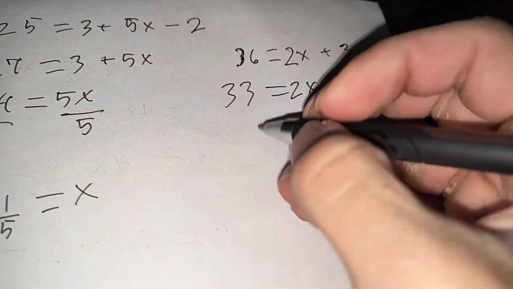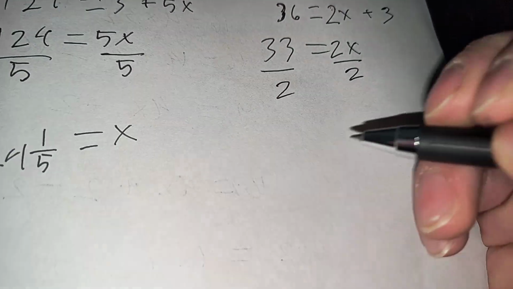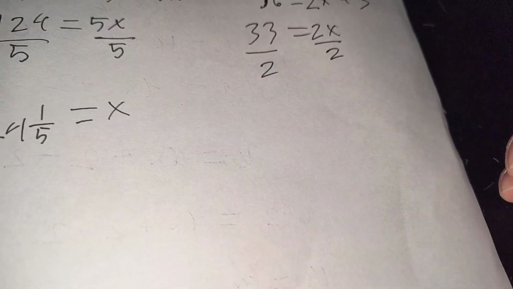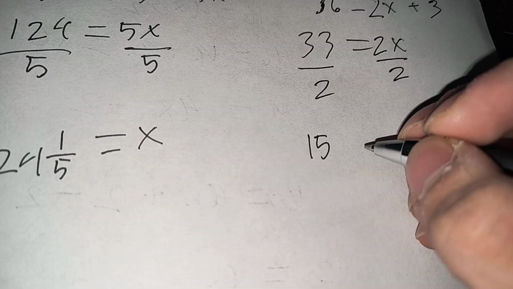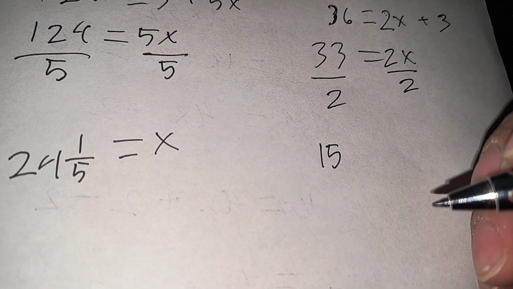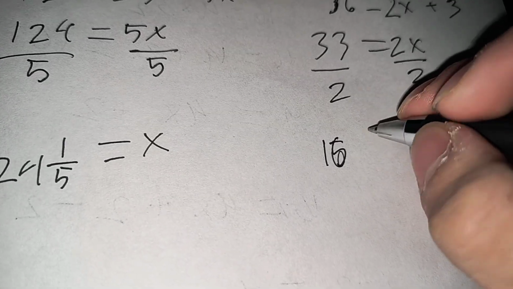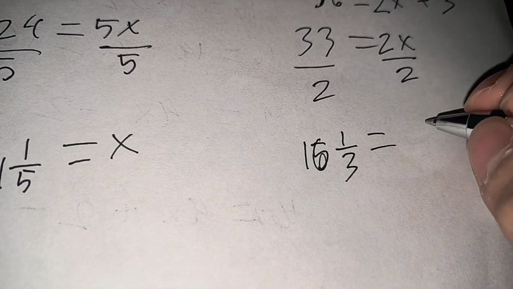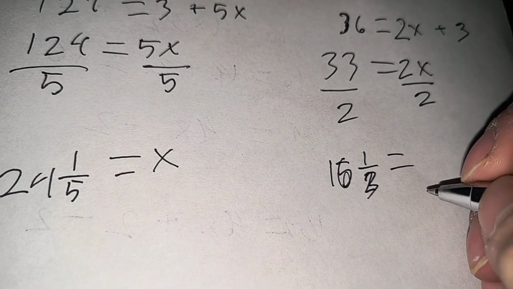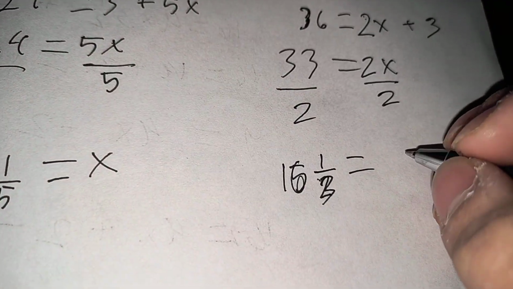And then we divide both sides by 2. And then 33 divided by 2 is 15, with a remainder of 3. No, it's 16, sorry. 16 times 2 is 32. So 16 with a remainder of 1, and 1 over 2, since we're dividing by 2, yeah.